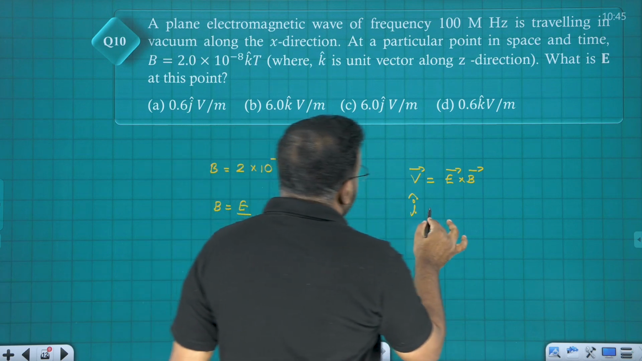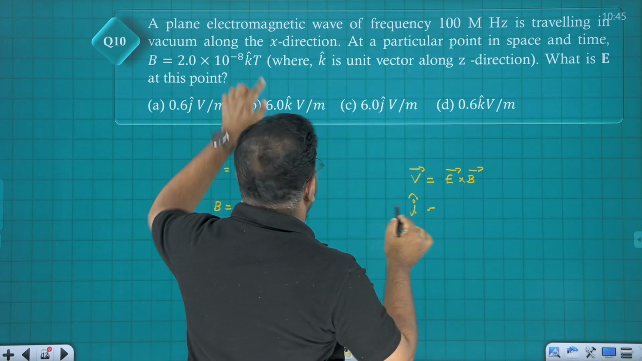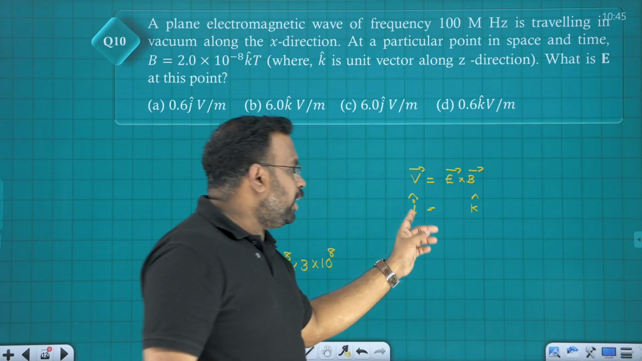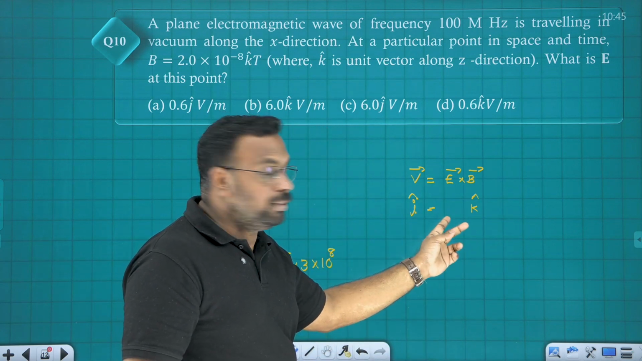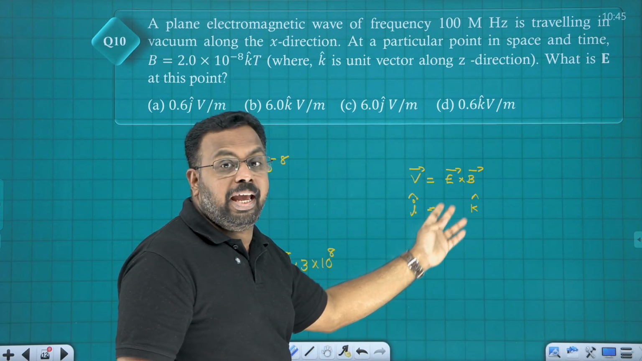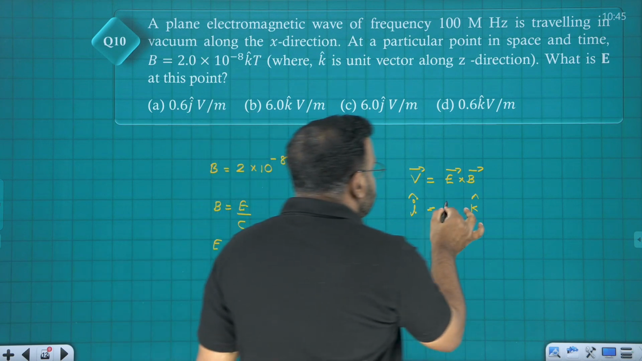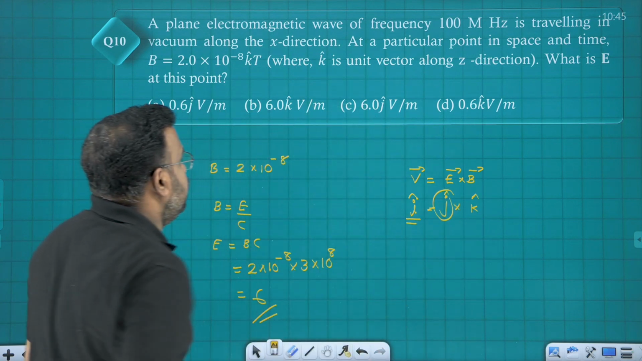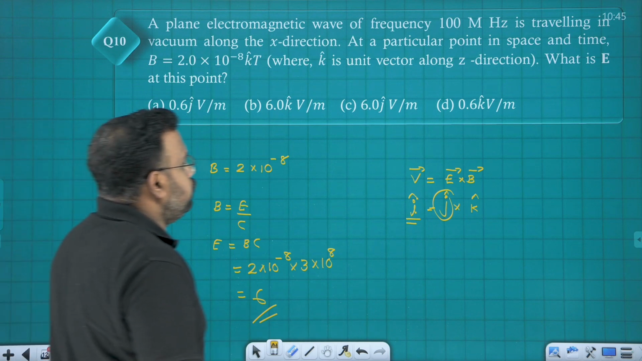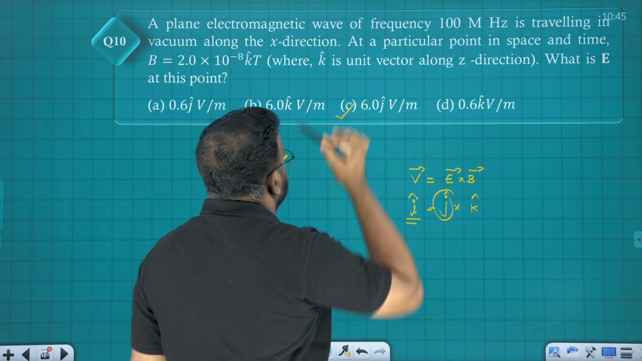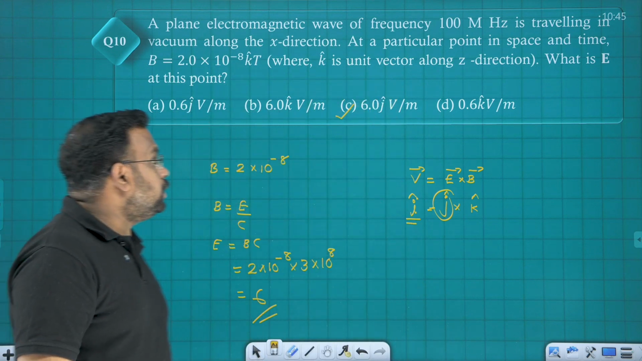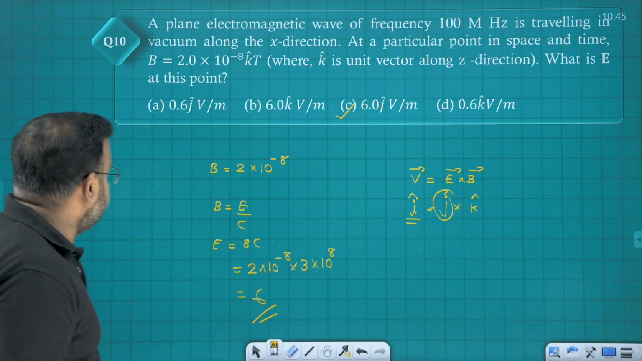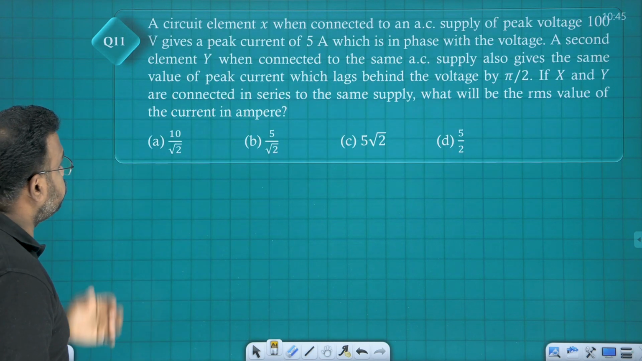And what is the magnetic field direction? It is k cap. So you have to think, we need to get i cap from E cross k. So which one should come for E? j cross k is i, right? So j cross k is i cap. So what is the direction of the electric field? It's along the y direction, that means j cap. So the answer is option C, 6 j cap volt per meter. Easy. Next, question number 11.